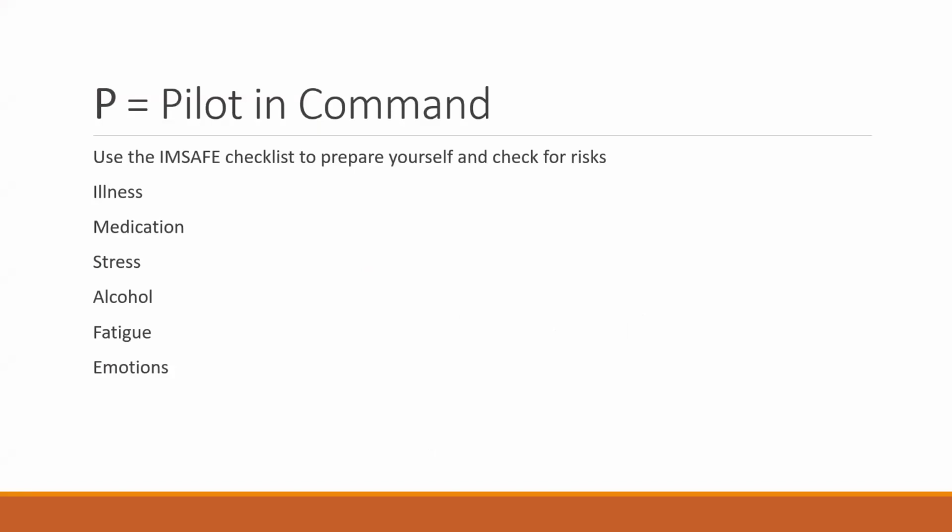So pilot in command. You can use the IMSAFE checklist for this. Again, there it is, just making sure that you're safe to fly. 5 hazardous attitudes, the IMSAFE. And eventually we'll talk about what a personal minimums checklist is. You can include that in here as well. So just going through, making sure everything checks out, make sure that there's nothing abnormal.